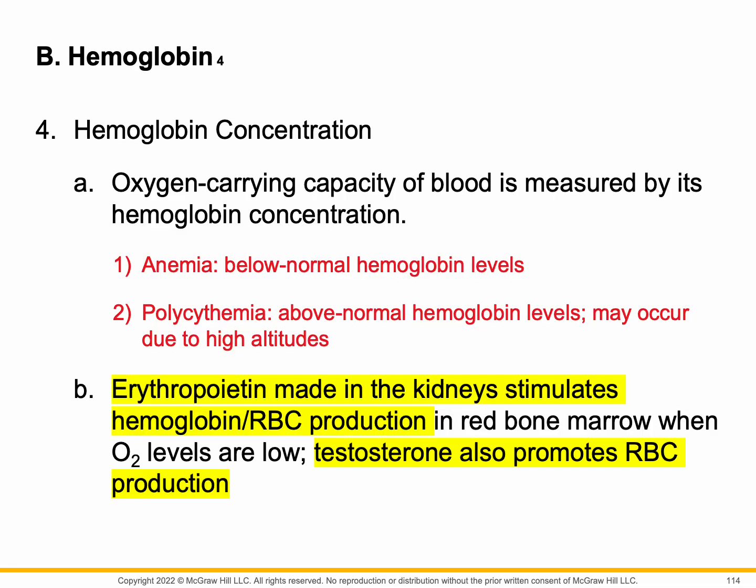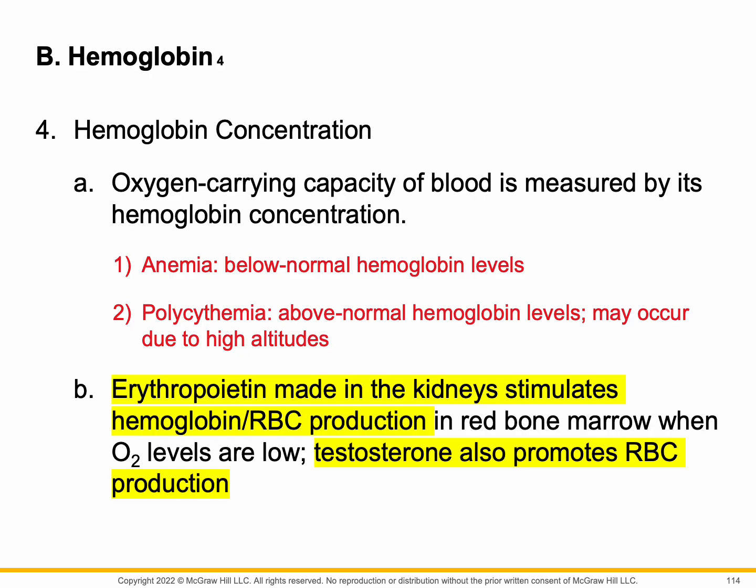The oxygen carrying capacity of blood is measured by its hemoglobin concentration. So how much hemoglobin is in the red blood cell. If it's below normal hemoglobin levels, then this is called anemia. Anemia, as you may have learned in anatomy, is the lack of either hemoglobin in the blood or the lack of red blood cells. Polycythemia is when there is above normal hemoglobin levels.